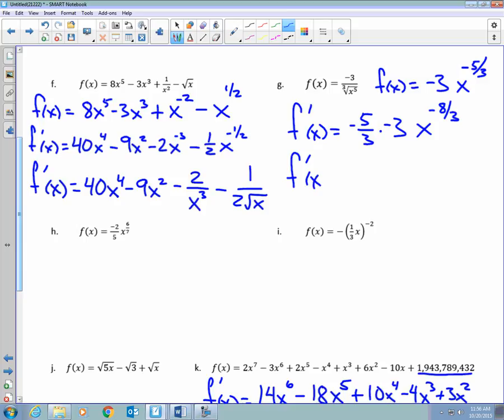So f prime of x is, what happens to the negatives? They go away. 3 over 3 goes away. I have 5x to the negative 8/3. I can't leave a negative, so I write this as 5 over x to the 8/3.